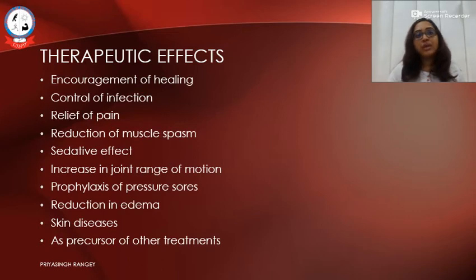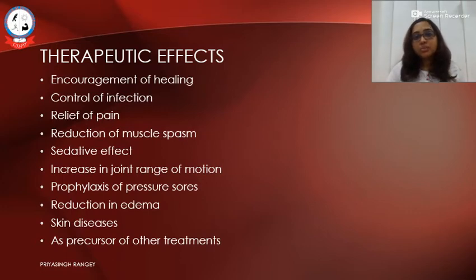There is also an increased range of motion that is seen secondary to application of heat. This is because heat leads to an increase in the extensibility of various muscles and ligaments. Because of this increased extensibility, the range of motion which these ligaments and muscles surround increases.